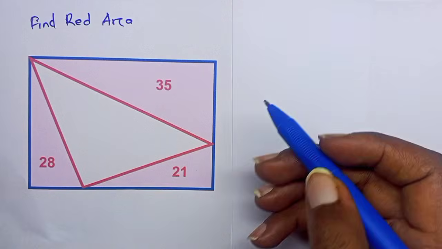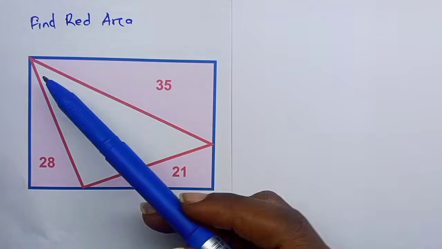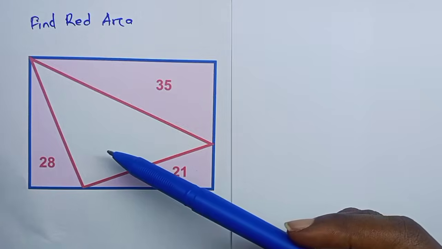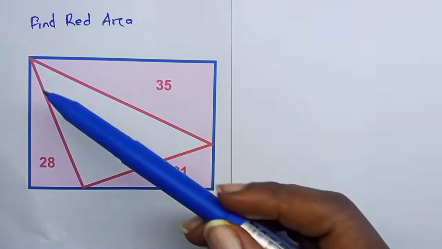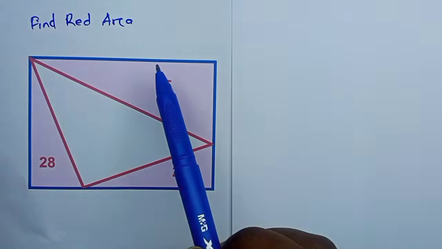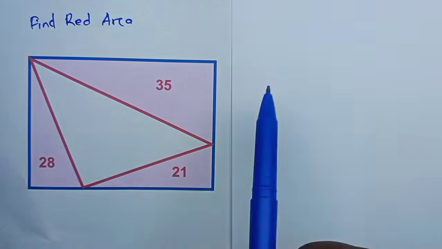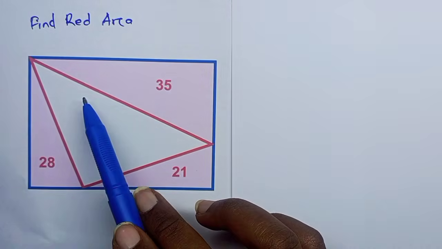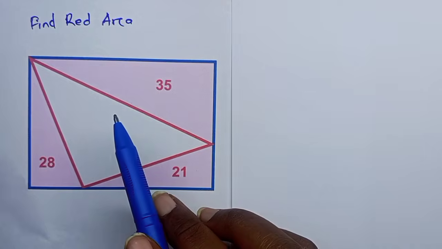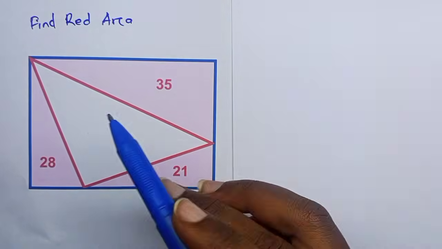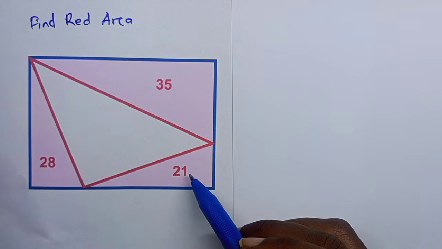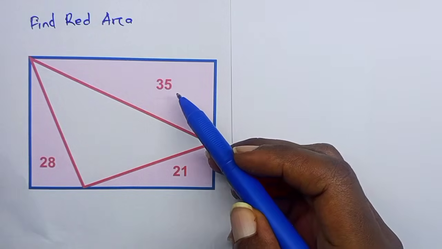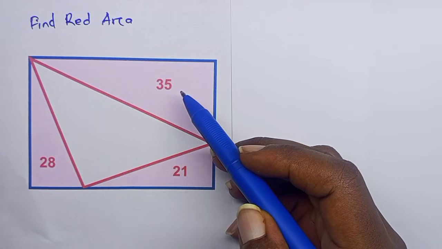In this figure, we are required to find the area covered by the red perimeter. So we have this rectangle, and inside the rectangle is inscribed this triangle for which they want us to find the area. This triangle formed has an area of 28, while this one has an area of 21 and this one 35.